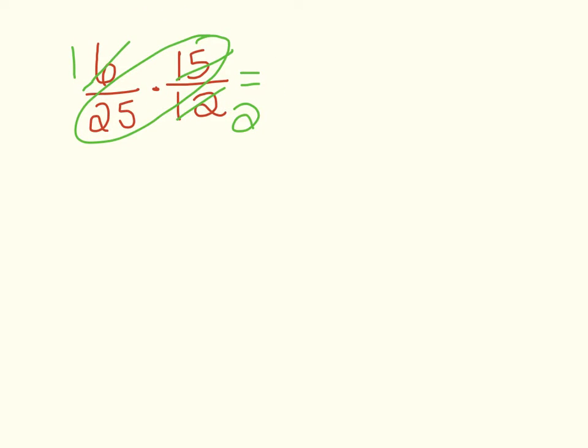15 can be divided by 5. It goes in 3 times. 25 can also be divided by 5. 25 divided by 5 is 5. So even when one number is not a factor of the other, I can still simplify if they have a common factor. So I end up with 3/10.